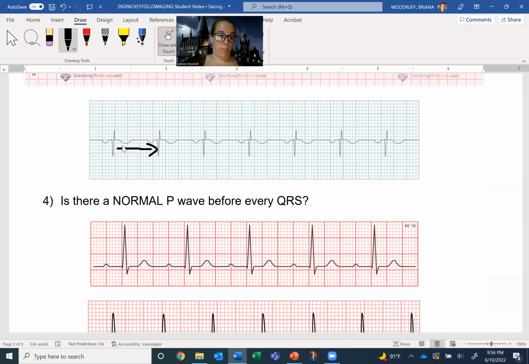This patient has something not right going on for sure, but we're not worried about that. All we're looking at in this one is, is it regular? So let's look at this one. Regular, regular, regular, regular, regular. You see it has the same distance. So this one is a regular rhythm.